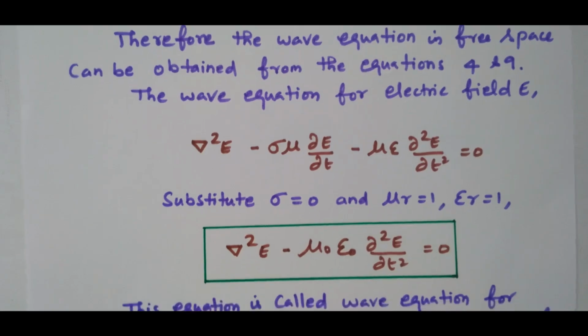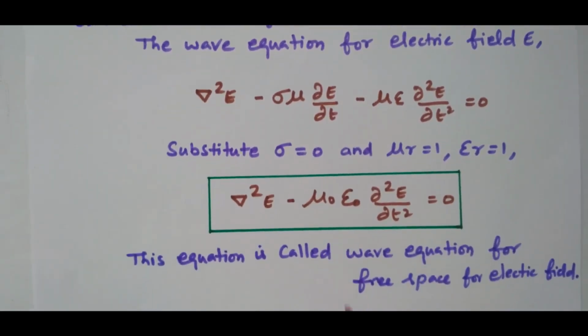So what will happen is the above equation becomes del square E minus, this term is not available, this is 0. Mu naught epsilon naught, due to free space mu r and epsilon r are 1, so that mu naught epsilon naught dou square E by dou t square equal to 0. So this is the wave equation for free space for the electric field. Right? This term becomes 0 and these two terms become mu naught and epsilon naught.